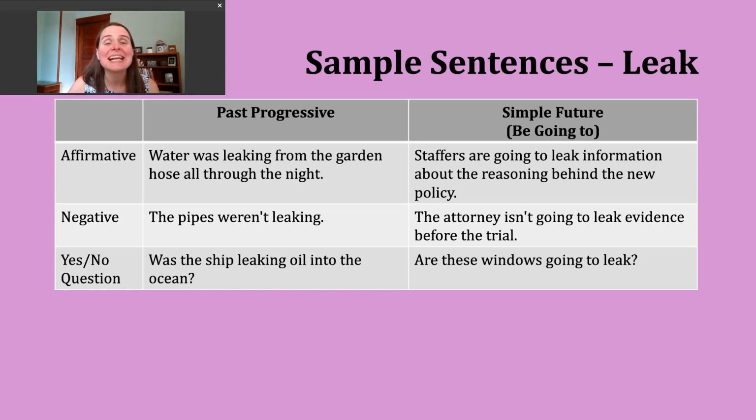Finally, let's look at making a yes or no question in the past progressive. To do this, I start with was or were, whichever form matches my subject. That subject comes next. Then I use the ing form of the verb.